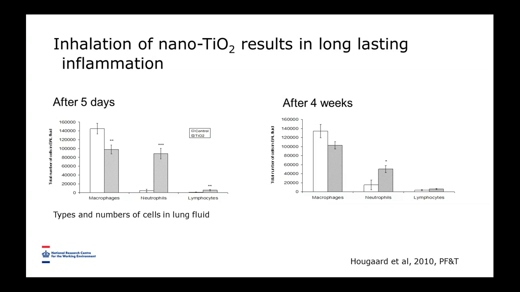Then we looked at the inflammation generated as a consequence of the nanoparticle inhalation. So here we have three types of cells in the lung fluid when we wash the lungs of the mice with saline water. And we looked at macrophages, which are the cells that remove foreign objects, neutrophils and lymphocytes, which are the inflammatory cells. The hatched bars represent mice that inhaled titanium dioxide, and the white bars represent mice that inhaled filtered air.